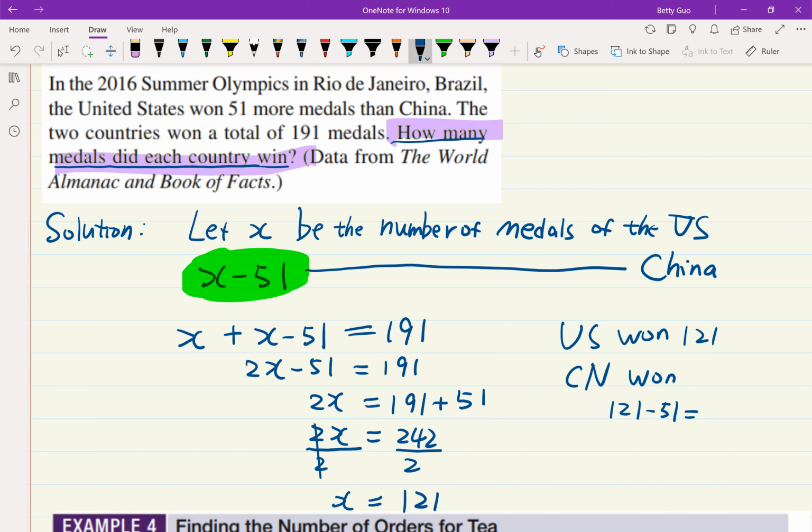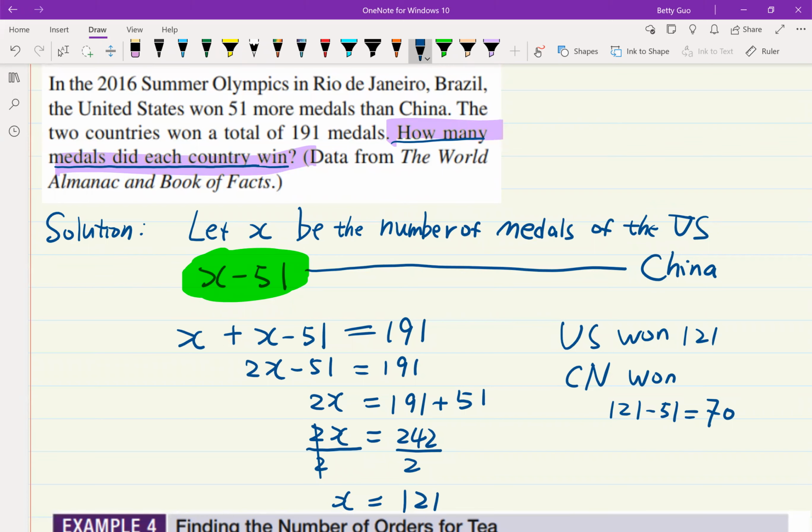What is it? 70, right? Yeah, so you can answer: US won 121 medals, China won 70 medals, and that's the answer.